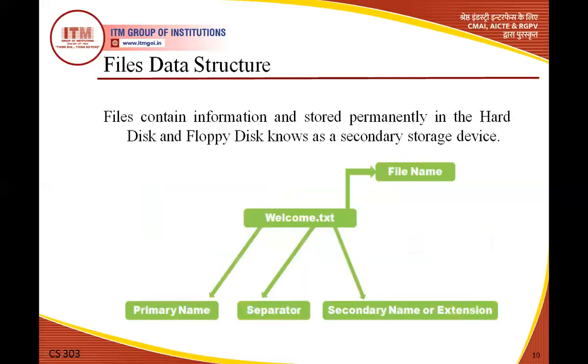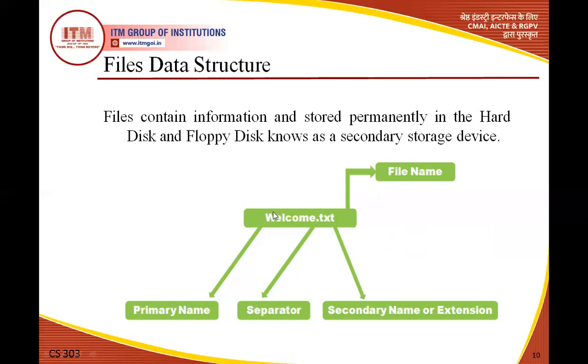Next one, file data structure. All of you know about the file actually. A file contains permanent information. It can be stored in a file on a hard disk or floppy disk or any other secondary storage device. So the file data structure is just for storing all the information in a file, so that for permanent purposes, wherever we need, we can access that particular file again.